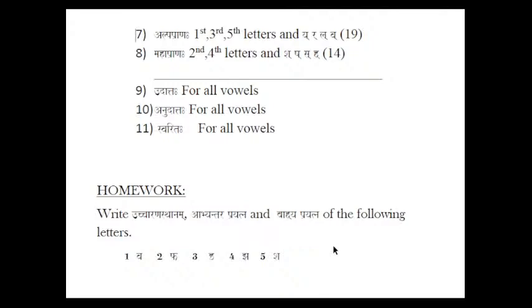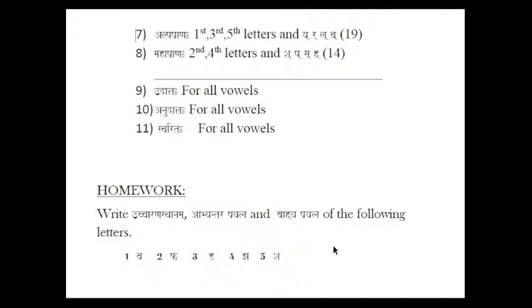All 11 external efforts. Now here number 7 is Alpaprana. If you can see here easily, yes, it's enough visible to you. Alpaprana, number 8 Mahaprana. Students, for Alpaprana, what is written? First, third and fifth letter of each group, and ya, ra, la, va, these 4 consonants. So total 19. Why? Let us see first, third and fifth letter of each group.